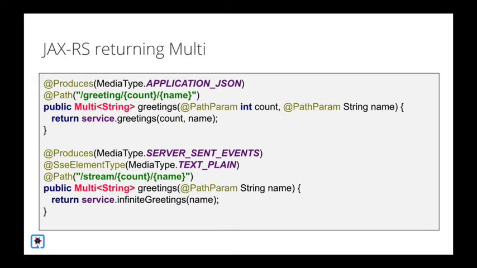This second example uses SSE, and here we have an infinite number of greetings. Server-sent events let you push data to your consumers using a stream based on HTTP. And here again, you just return a Multi, you set what kind of type and how you want to encode those items, and you're done. So it's very simple. The question is, how do I get those Unis? How do I get those Multis?